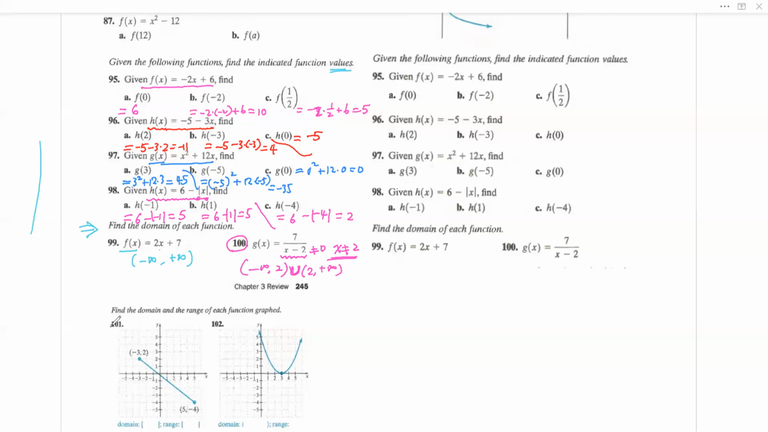All right, let's see this part. Find the domain and range of each function graphed. So you need to find the domain first, and second, you find the range. Let's see 101. Let me zoom in a little bit. Just keep it as it is.